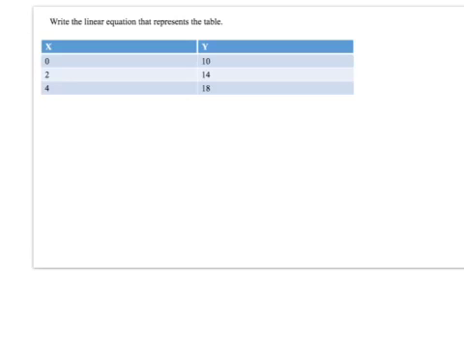Let's try another example. So once again, the first step is to find the pattern in the domain, which is our x. So we have 0 to 2 and 2 to 4, so that means we're adding 2. And then to find our pattern in our range, which is our y, we have 10 to 14, and then 14 to 18. That means we're adding 4.